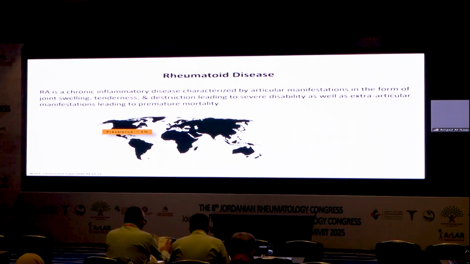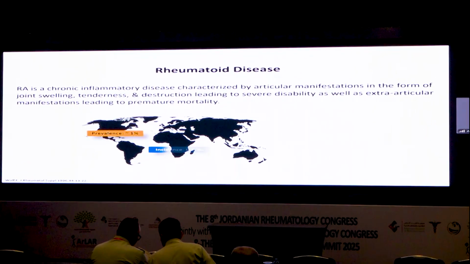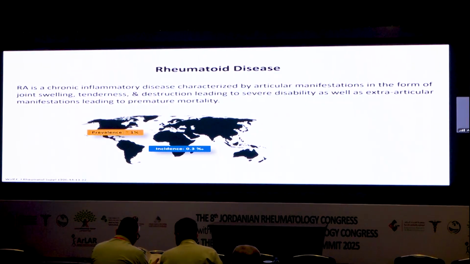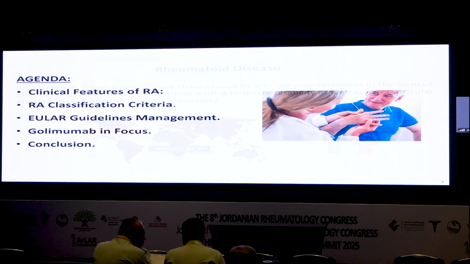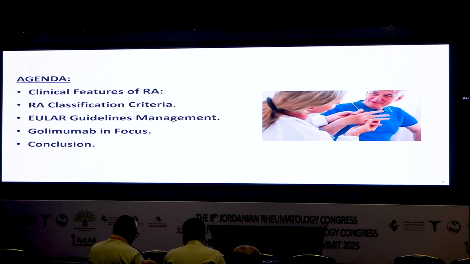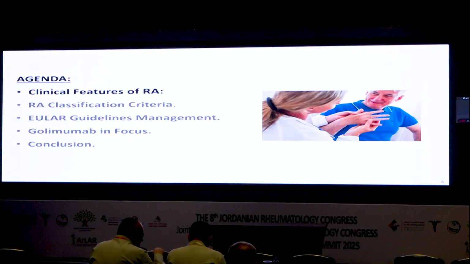Its prevalence is about 1% worldwide, the incidence is about 3 in 1,000, and the female to male ratio is 3 to 1. My agenda today will focus on the clinical features of rheumatoid arthritis and the classification criteria, followed by the guidelines of management, and then the clinical focus before I conclude.